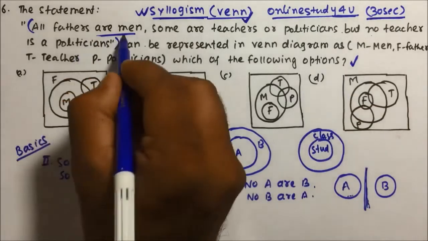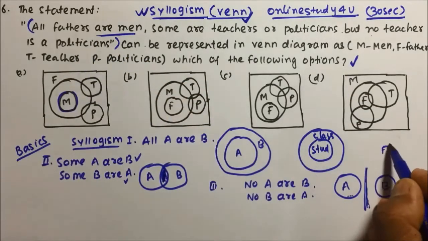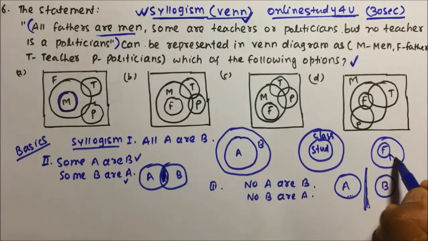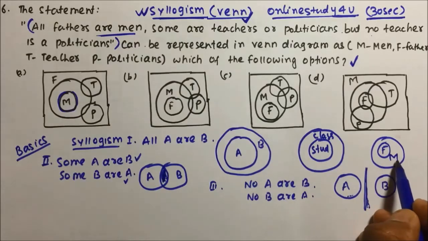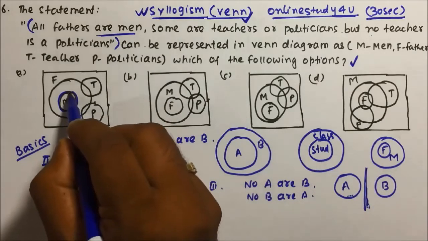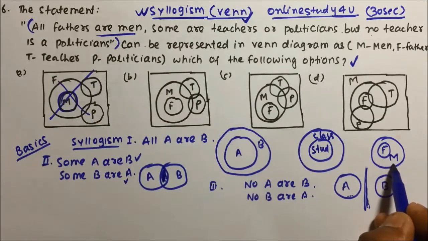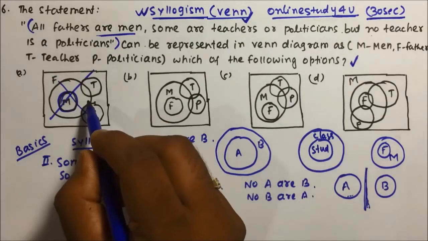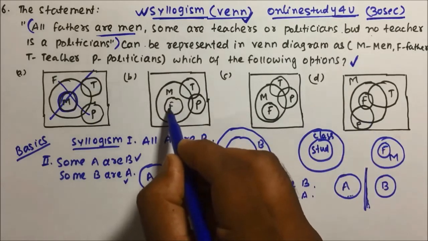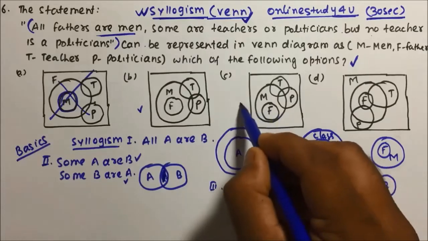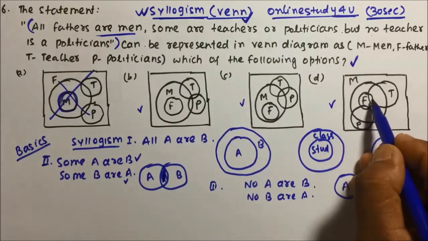Now, all fathers are men. If you see the first diagram, all fathers are men means all fathers should be inside men. But in the first diagram you see all men are inside the fathers, while we want all fathers inside the men. So my first diagram is wrong. Okay. Now we have three more diagrams left. You can see all fathers are inside men. This may be the correct diagram. All fathers are inside men. This may be the correct diagram.